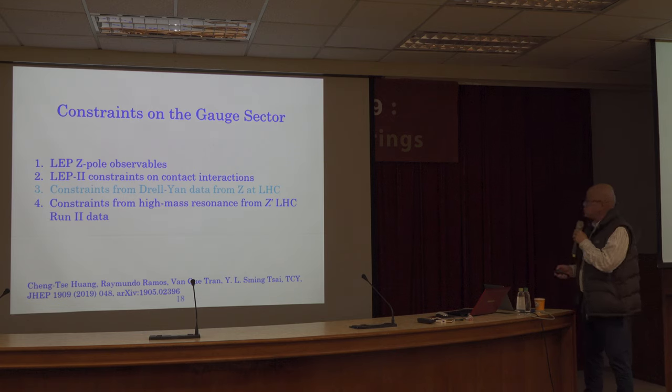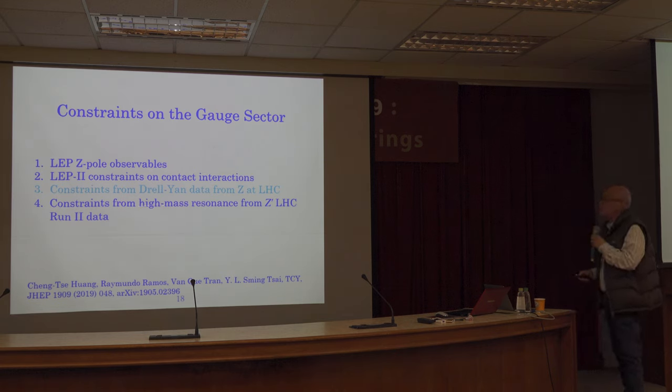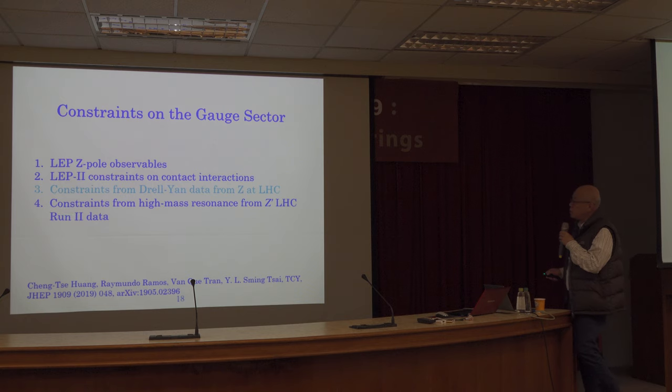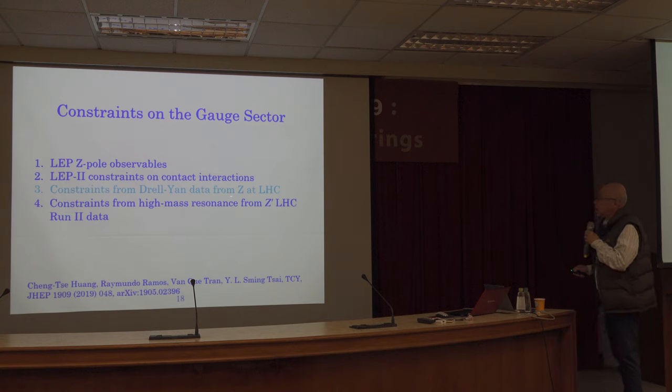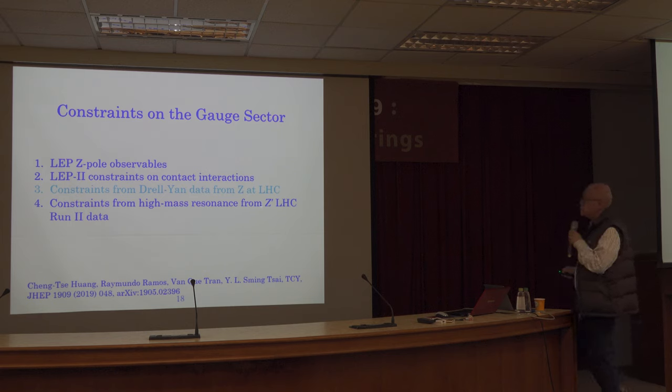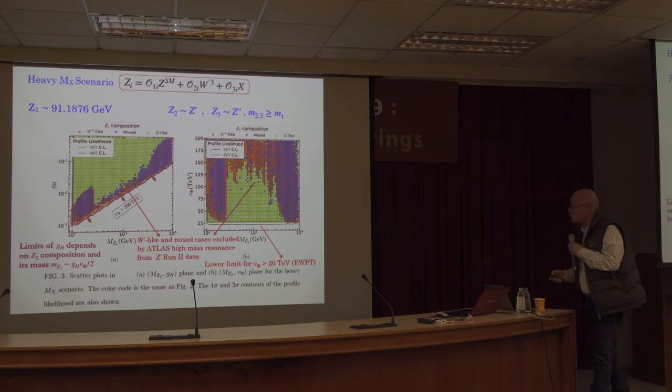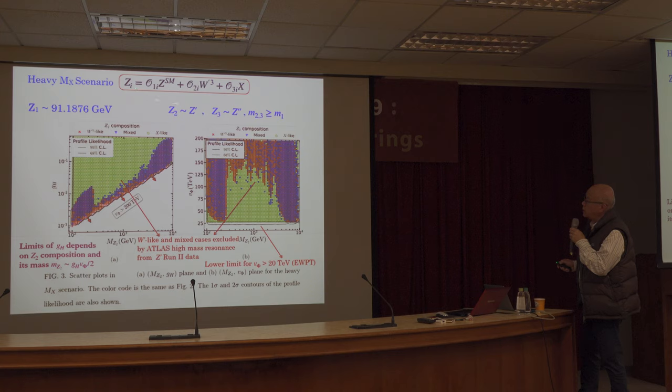So for the gauge sector, we have a look at all the Z-pole observables and all the LEP 2 constraints on the contact interactions, because we have a Z prime and Z double prime. And also we look at the LHC data from the Z decay, and more importantly, the constraint from the high mass resonance from the Z prime LHC run 2 data. And I will just show you one plot, because of the time I cannot show you more.